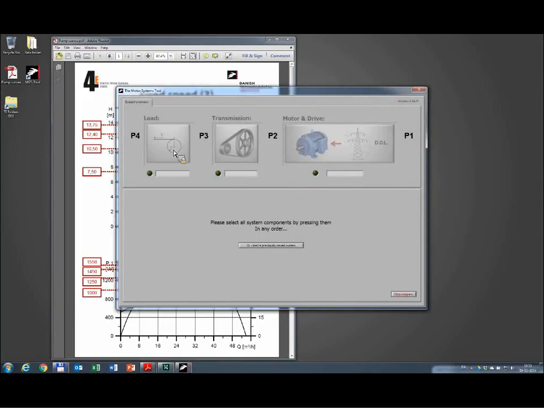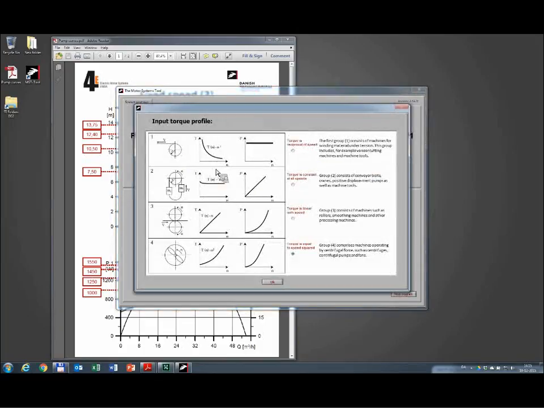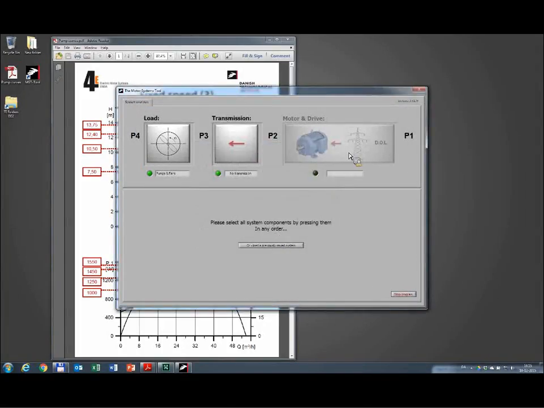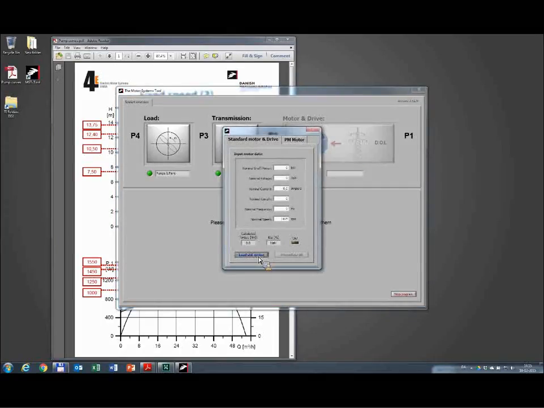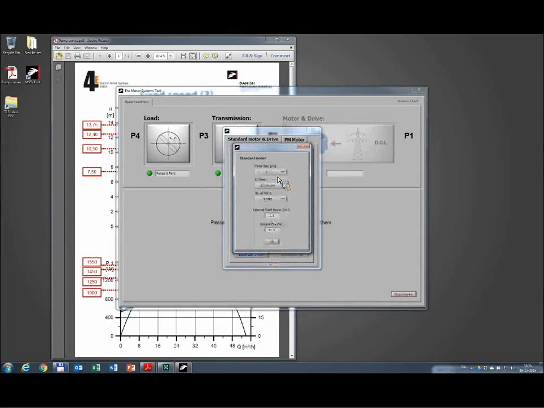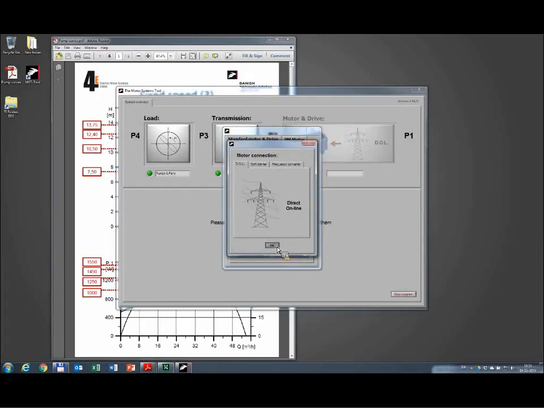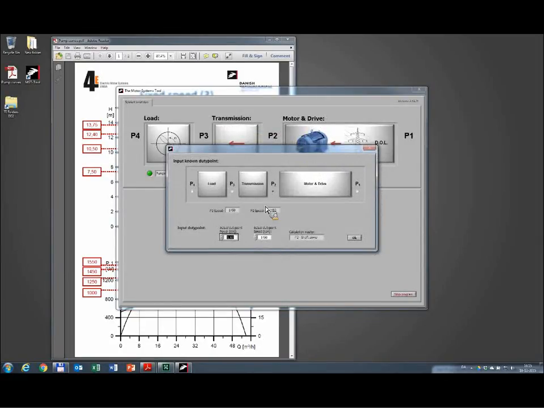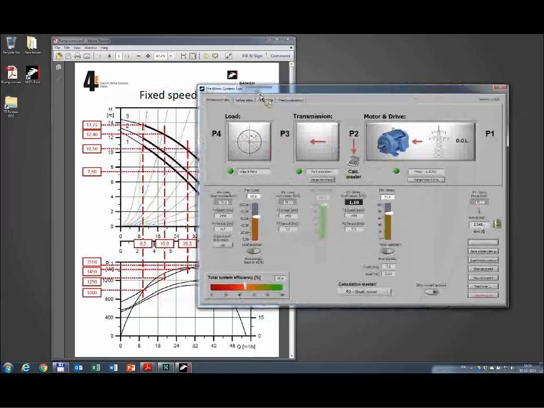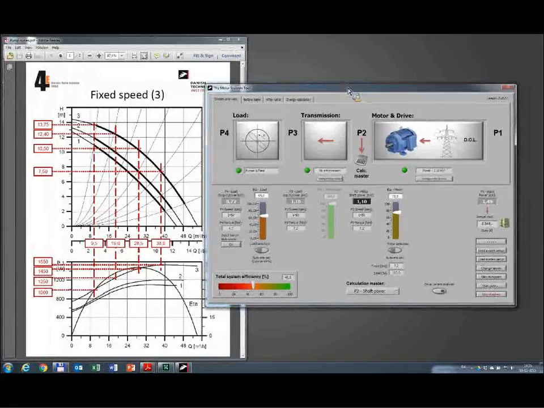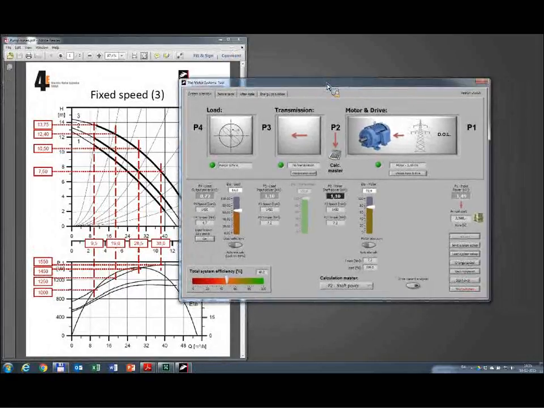We also have a webinar where you can learn about the tool, so we won't go into the details today, but we will select a pump system. We will select no transmission, and we will select a standard motor. We don't really know about the motor, but we take a guess that it's a 1.1 kilowatt motor, and we have direct online connection for this motor. And then I just have to move the pump curve a little bit so we can see the duty points of this fixed speed motor.